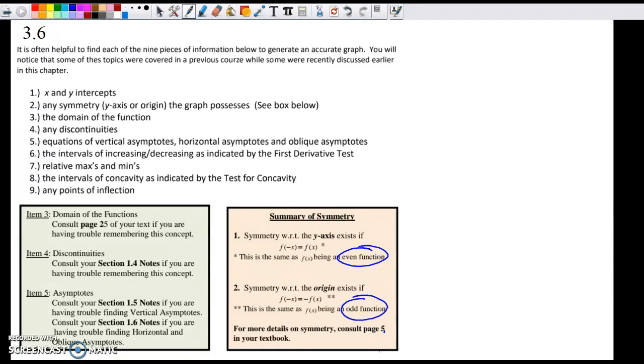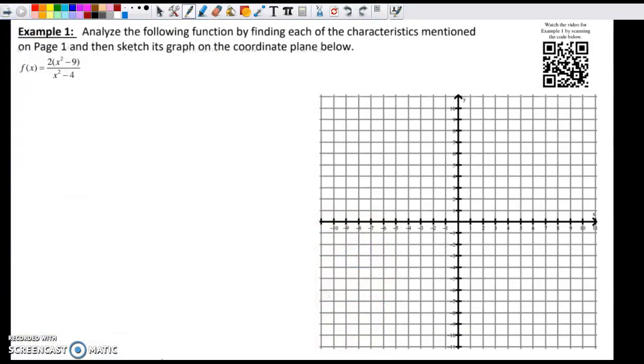If you don't remember how to find discontinuities, check section 1.4. If you don't remember how to find asymptotes, do 1.5. Vertical asymptotes, 1.6. If you're having trouble finding horizontal or oblique asymptotes, section 3.5 is also helpful for finding end behavior as well.